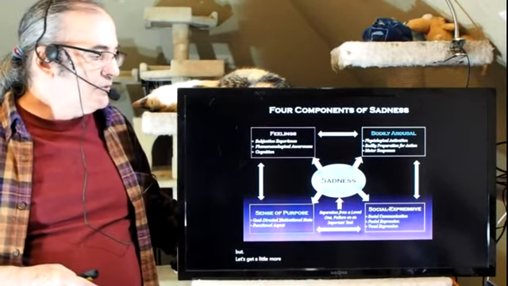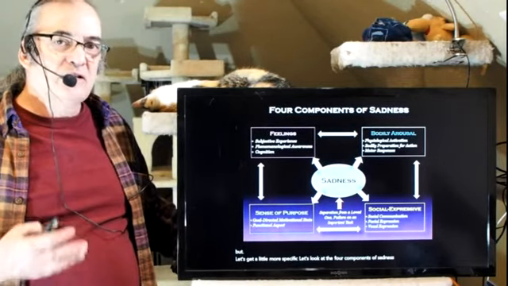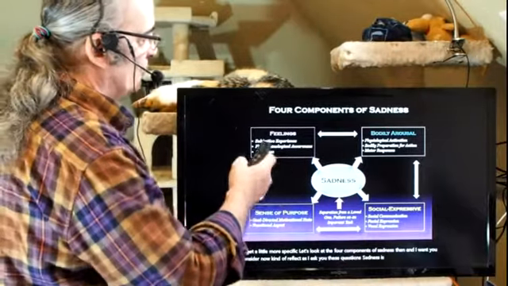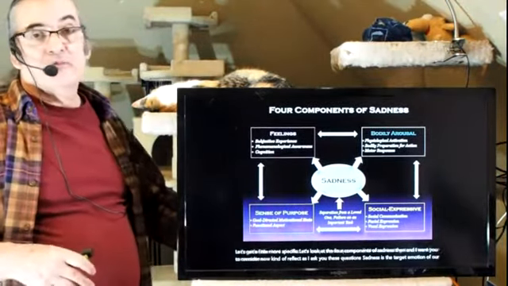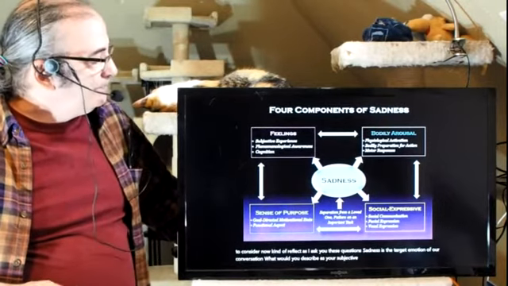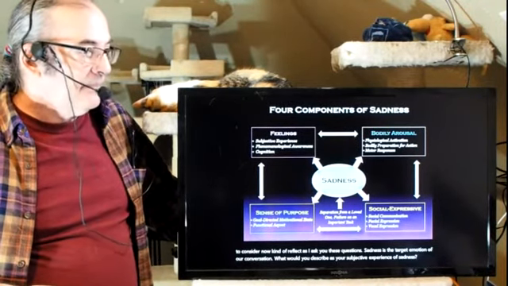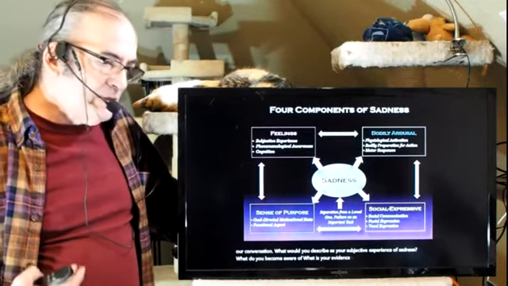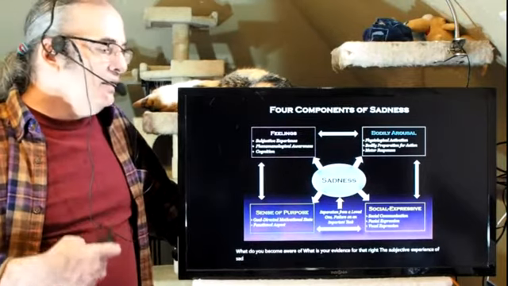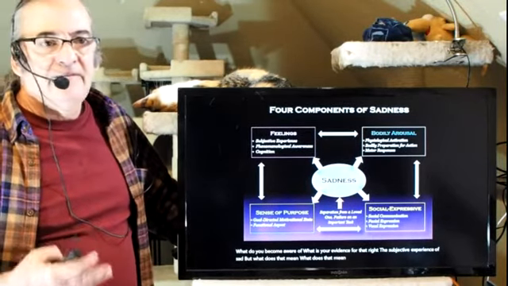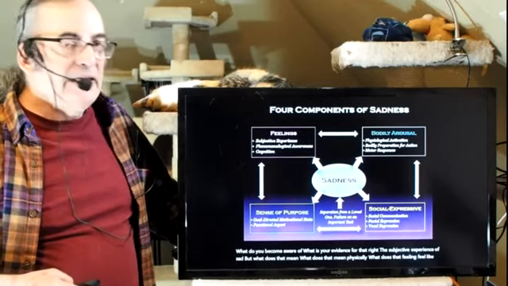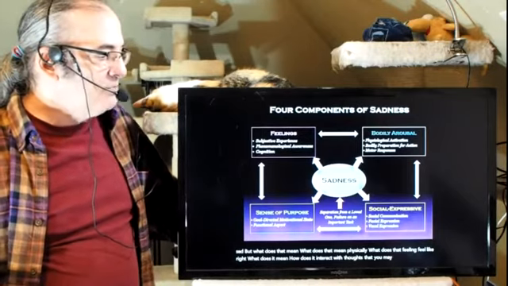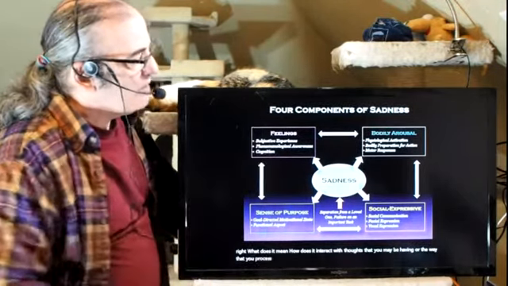Let's look at the 4 components of sadness then. And I want you to consider now, kind of reflect as I ask you these questions. Sadness is the target emotion of our conversation. What would you describe as your subjective experience of sadness? What do you become aware of? What is your evidence for that, right? The subjective experience of sad, but what does that mean? What does that mean physically? What does that feeling feel like, right? What does it mean? How does it interact with the thoughts that you may be having or the way that you process information, which could be part of the cognition?